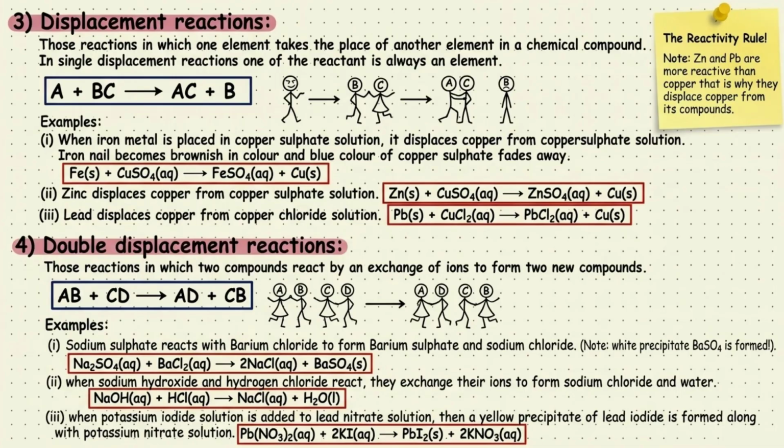Now for type 4, double displacement reactions. These are reactions in which two compounds react by an exchange of ions to form two brand new compounds.